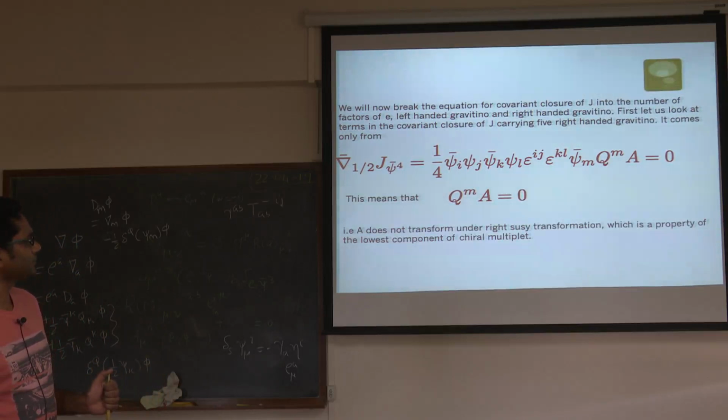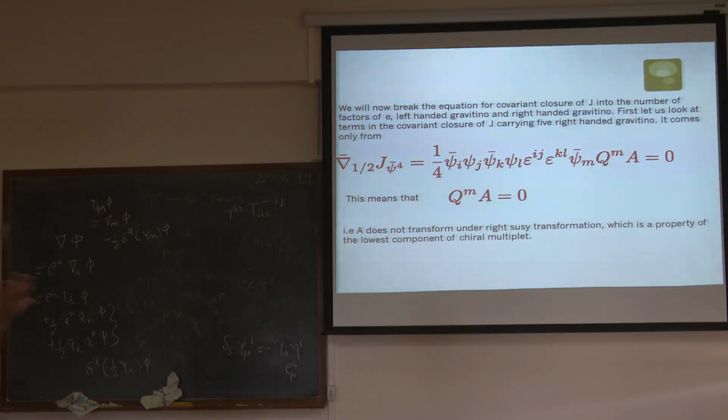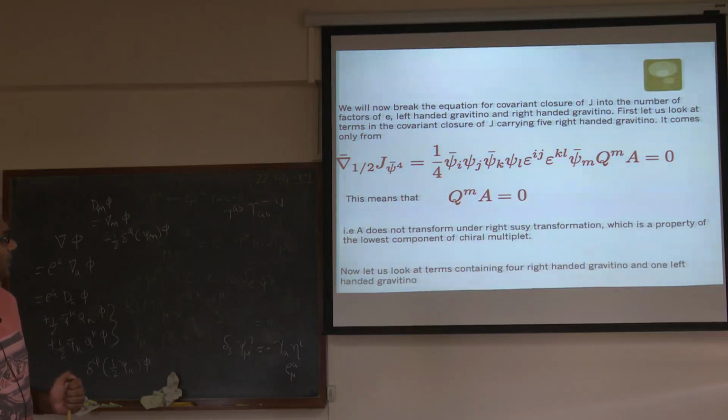Okay, and that's the property of the chiral multiplet we have already seen. Chiral multiplet means that the lowest component is invariant under one of the supersymmetry transformations, either left or right, depending on whether it is a chiral multiplet or an anti-chiral multiplet. Okay, so this was simple.